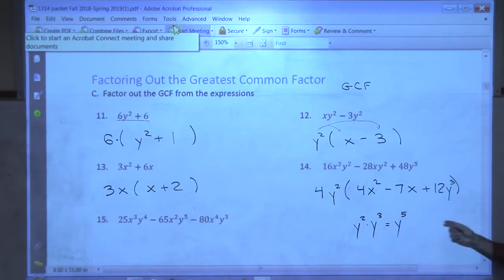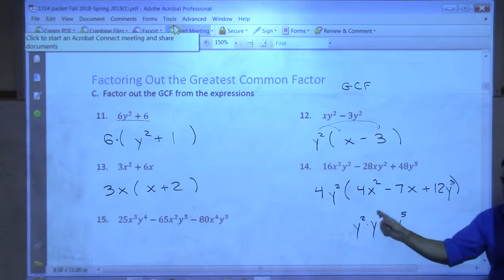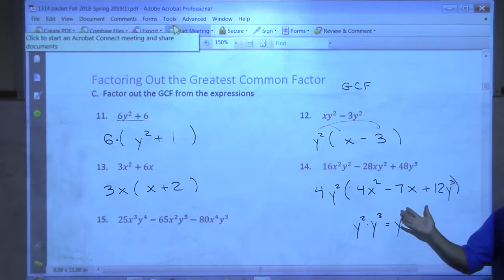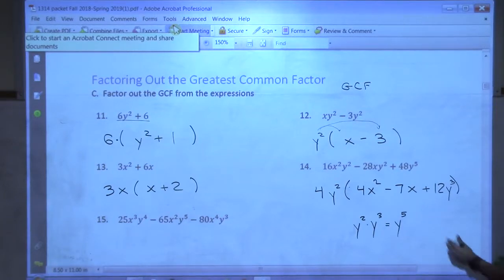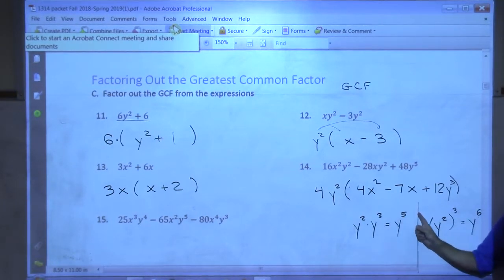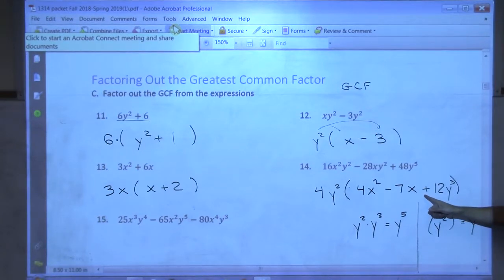What would you have to do to get 6 here? I've seen people get confused on whether we add these or multiply those. Does that ever confuse you? The only way to get y to the 6th is if you do y squared cubed. If you do y squared and then that cubed, that's how you get y to the 6th. See the difference between these two? Here you add the exponents, and here you multiply the exponents. Okay, this is it. That's our answer. We good? Questions?